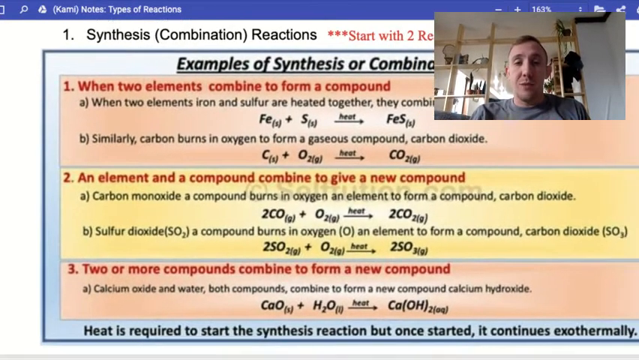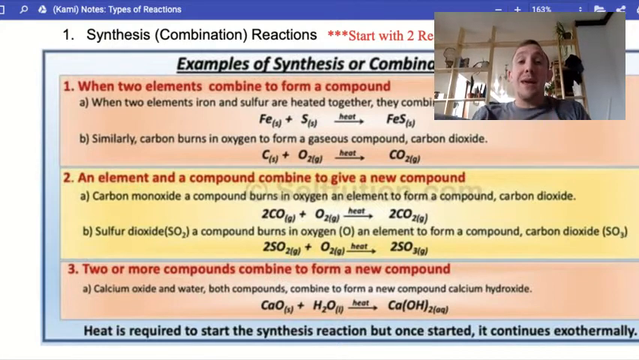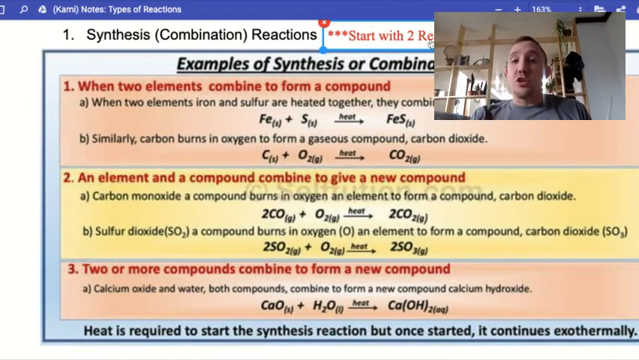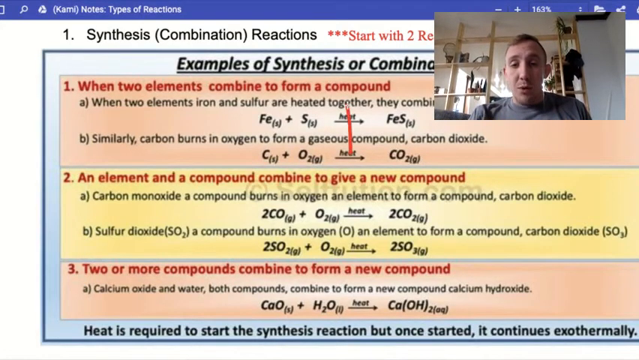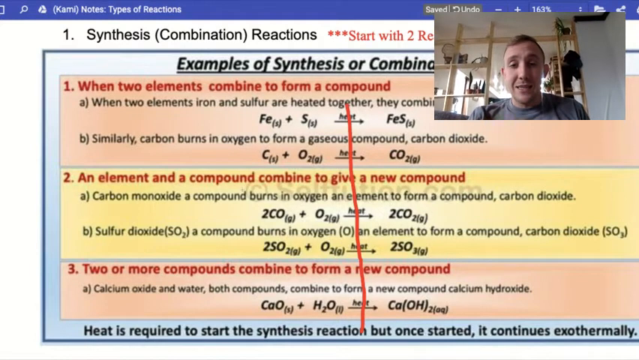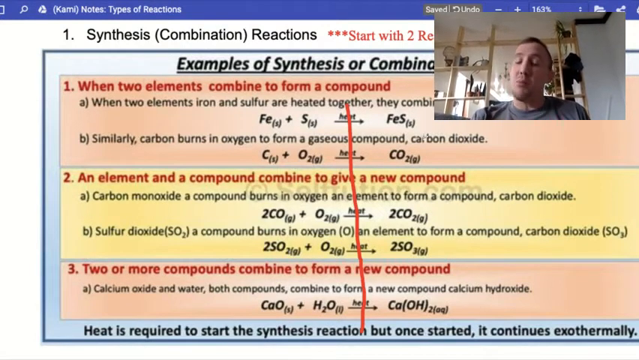And so I'm going to go ahead and zoom in on this. Now, this may look like a lot. Don't overthink it. So when you think about a synthesis or a combination reaction, what I want you to write down, it starts with two reactants, it ends with one product. Okay? And so if you remember in the notes, your reactants and products are separated by the arrows. So everything to the left of this is going to be my reactants. Everything to the right of the arrow is always my products.